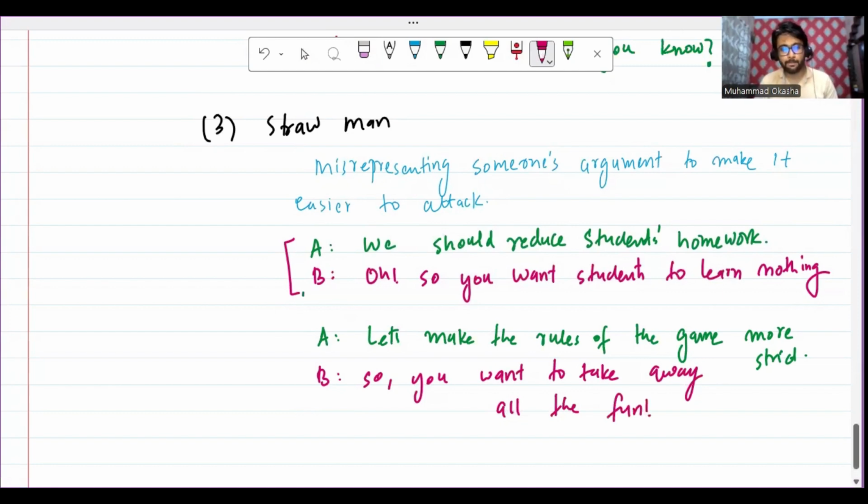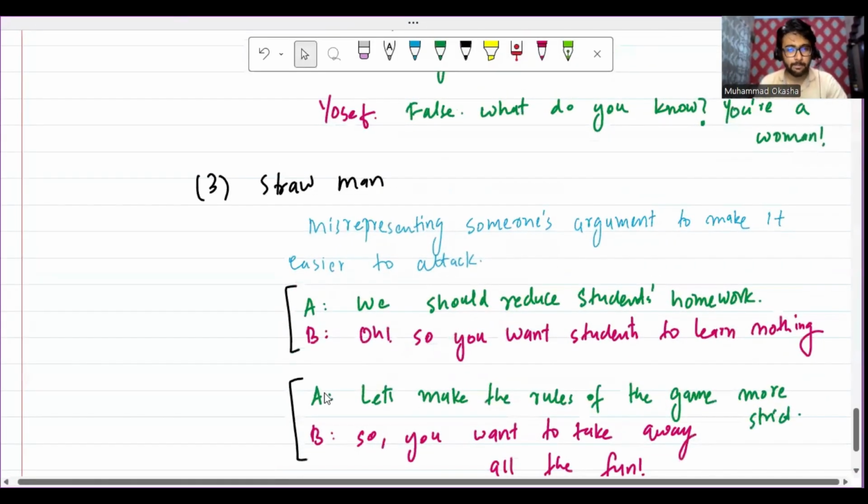This is obviously not what person A meant. But you see how person B misrepresented person A's intentions. Okay, this is two class examples of straw man. Straw man means you make someone's argument look weak so that it's easier to attack.